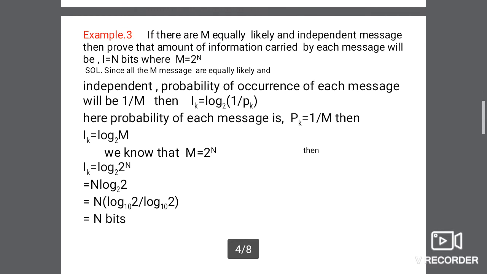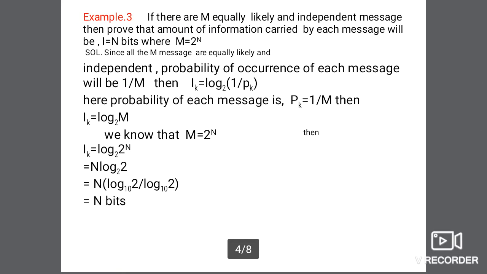This is the third example. It is very important. Here, if there are m equally likely and independent messages, then prove that the amount of information carried by each message will be I equal to n bits, where m is equal to 2 to the power n and n is an integer. Since all the m messages are equally likely and independent, the probability of occurrence of each message will be 1 upon m.